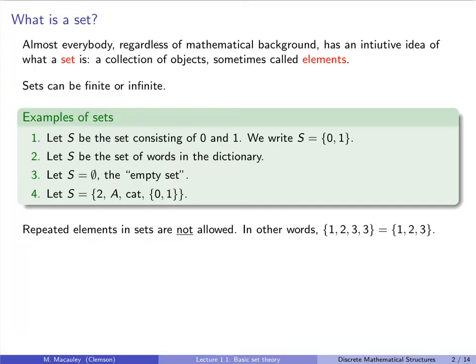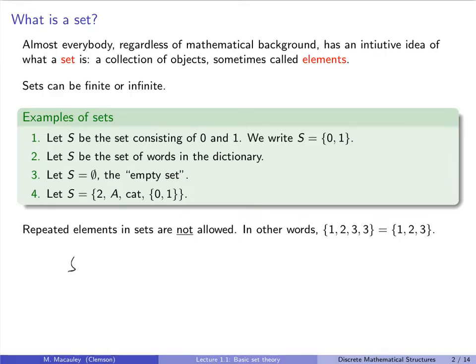Now, repeated elements in sets are not allowed. So in other words, if we try to write down the set containing 1, 2, 3, and 3, we can do that, but it's the same as the set containing just 1, 2, and 3. Now you may wonder why we would ever write something like this down when we could just write that, but there actually are a lot of cases when we want to do something like this.